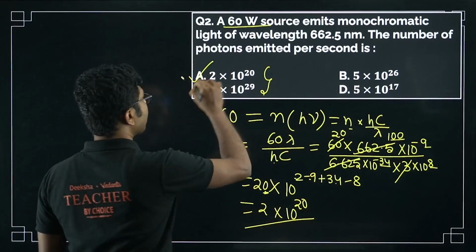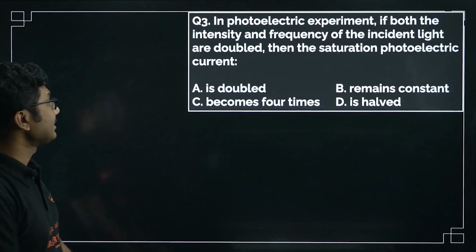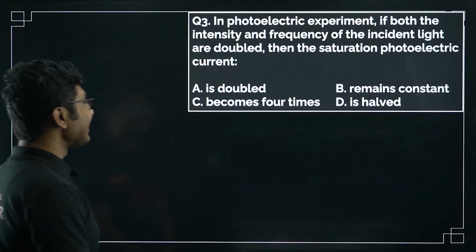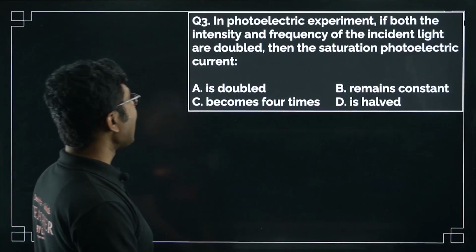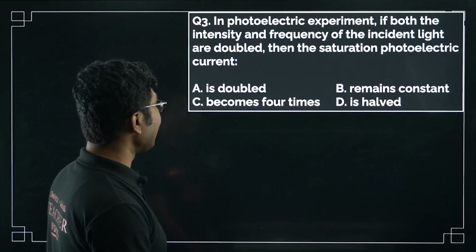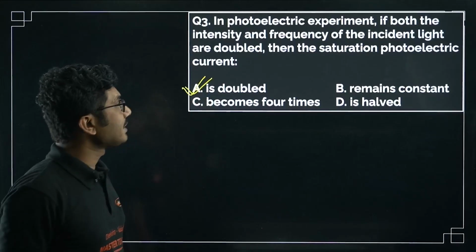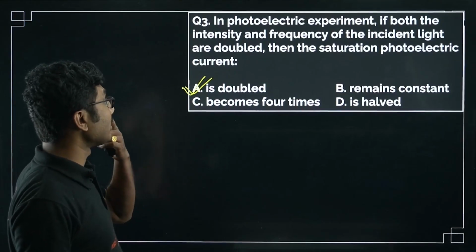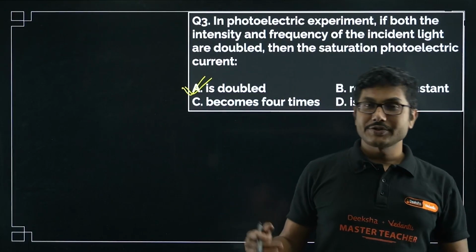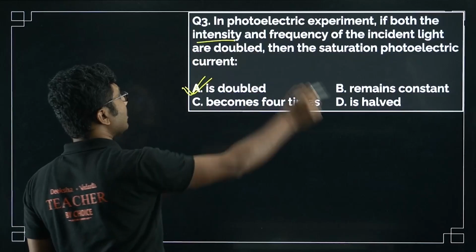So 2 into 10 to the power of 20 is the correct answer for this question. Now next question. In a photoelectric experiment, if both the intensity and frequency of the incident light are doubled, then the saturation photoelectric current is doubled. Saturation photoelectric current is doubled only because it depends only on the intensity. It is independent of the frequency. So saturation current will be doubled because it is directly proportional to the intensity of light.